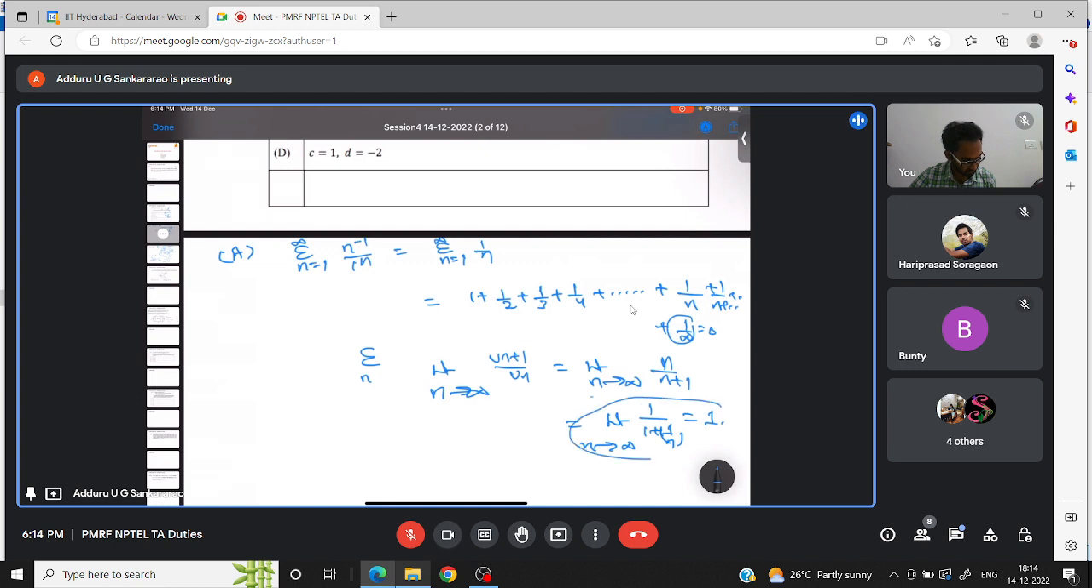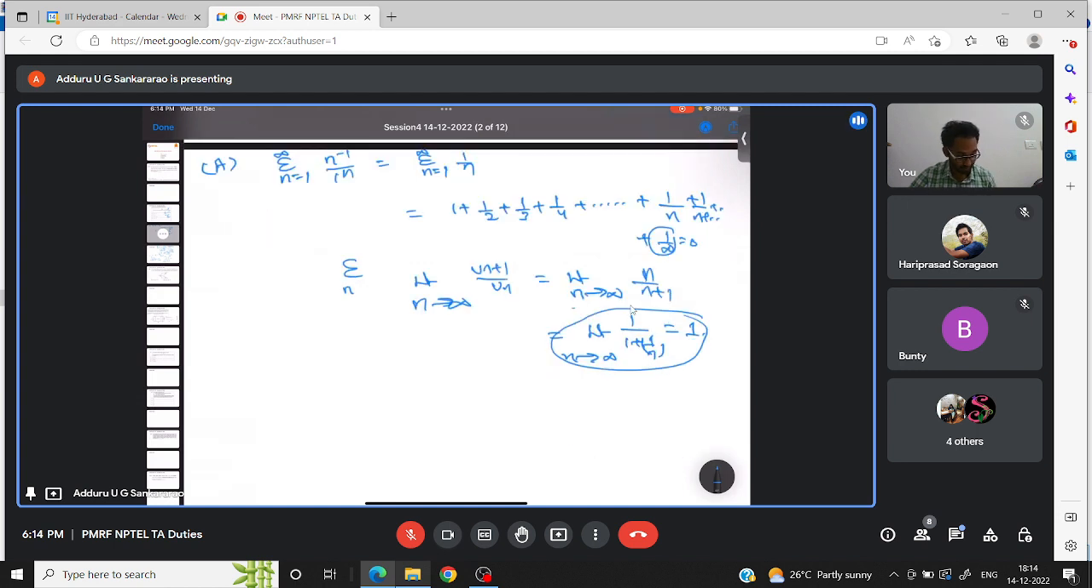But if you see here, definitely this will be less than 1, because n by n plus 1, whatever may be the value of n, this will be less than 1, right? Because the denominator is always greater than the numerator. So this will definitely be less than 1. This will be converging.